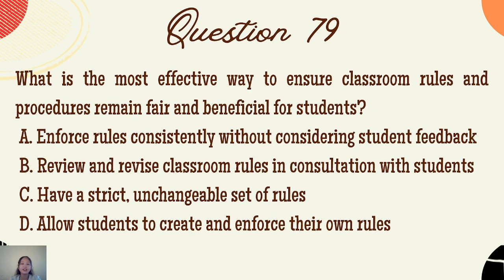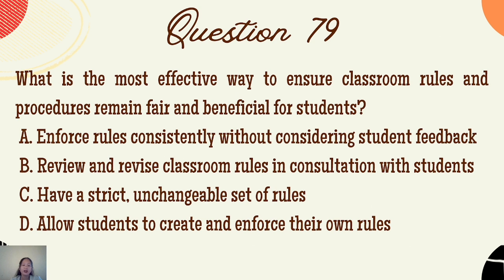Now, question number 79. What is the most effective way to ensure classroom rules and procedures remain fair and beneficial for students? The correct answer is letter B: review and revise classroom rules in consultation with students. Why? It is because students are more likely to follow rules they helped create. For example, a teacher could have students suggest fair consequences for tardiness.